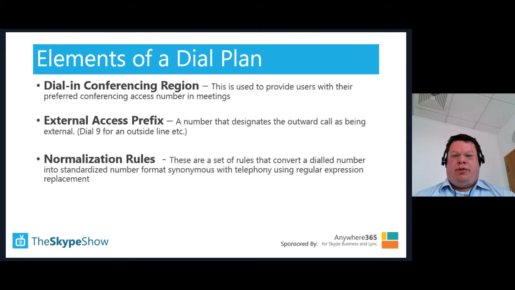The third element, and probably the most important element of a dial plan, is a set of normalization rules. These take the number string entered by the caller and convert that into a standardized telephone format. And as everybody should be aware, Skype for Business recognizes the E.164 standard telephone number.